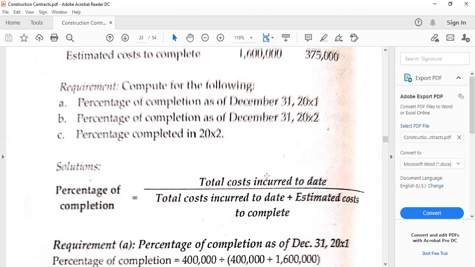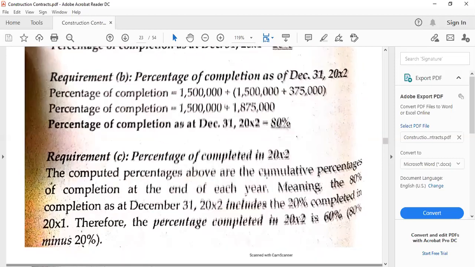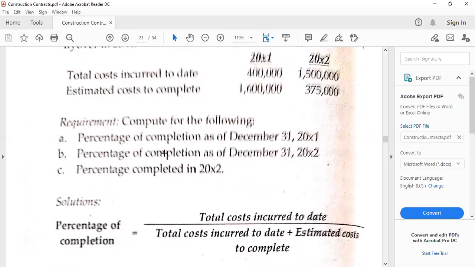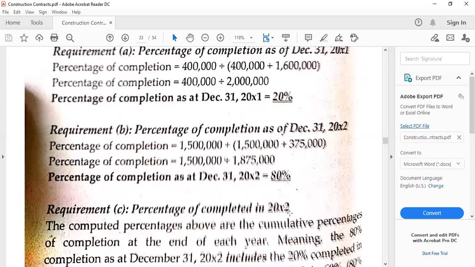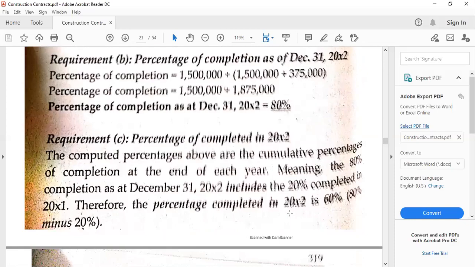What about for requirement C, percentage completed in 20x2? The question here is somehow close to B, but the point of letter C is: what was really the work done in 20x2? Take note that the computations here of percentages of completion, as I've said, would be cumulative in nature. So the total of 20x1 and 20x2. Therefore, should we like to know how much really was the work done in 20x2, then that would just be the difference of 80% and 20%, and that is 60%.